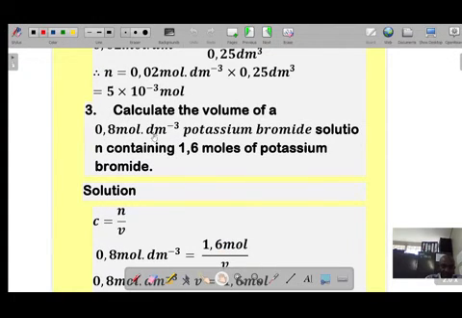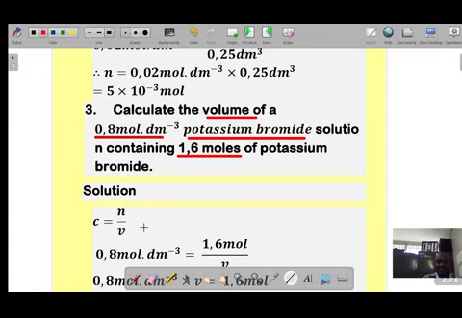Calculate the volume of a 0.8 moles per decimeter cubed potassium bromide solution containing 1.6 moles of potassium bromide. What have they given us this time? They want the volume, ne? They gave us a concentration again, and it's for potassium bromide. So we can get the molar mass if we want to use it, but they gave us moles anyway. So they want the volume, they gave us moles and the concentration.